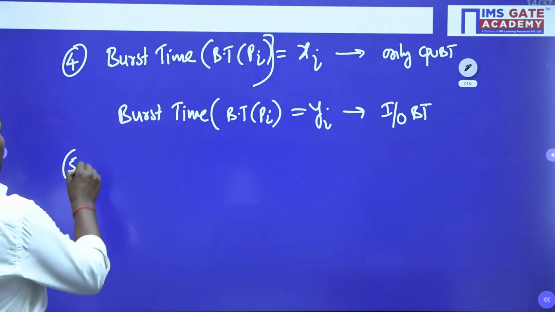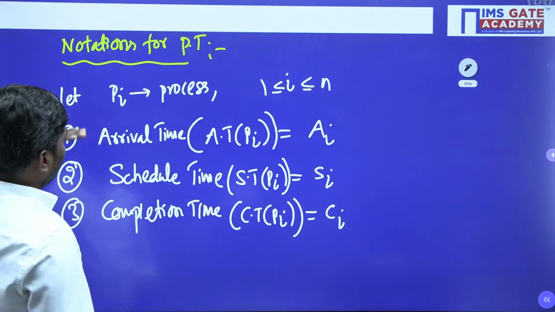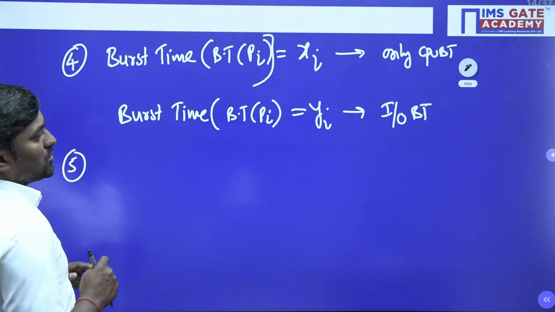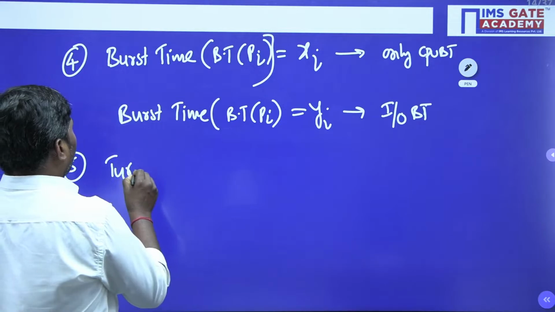Fifth one. So arrival time, schedule time, completion time are over, then burst times also over. So can we take turnaround time? How to take the turnaround time?